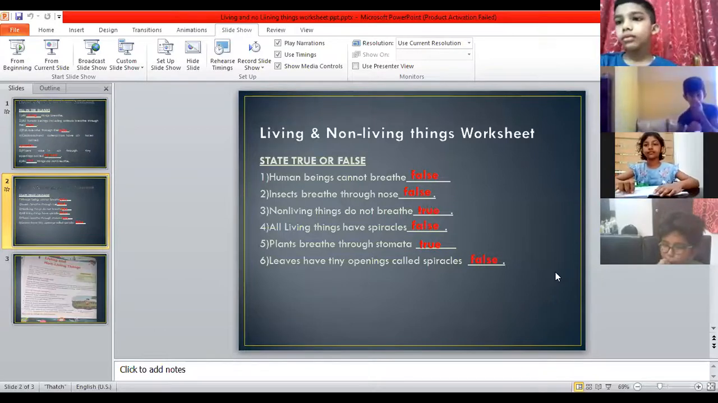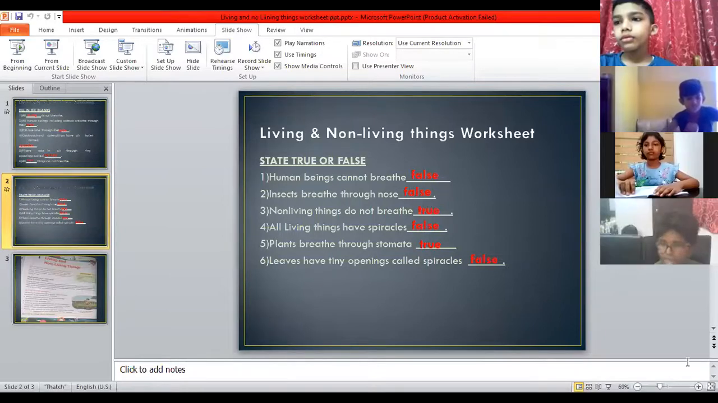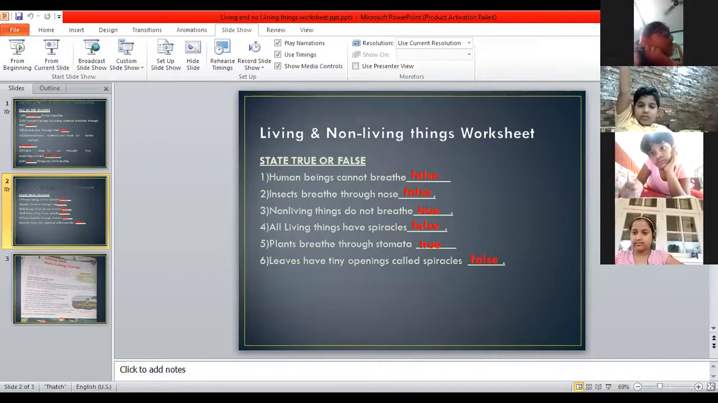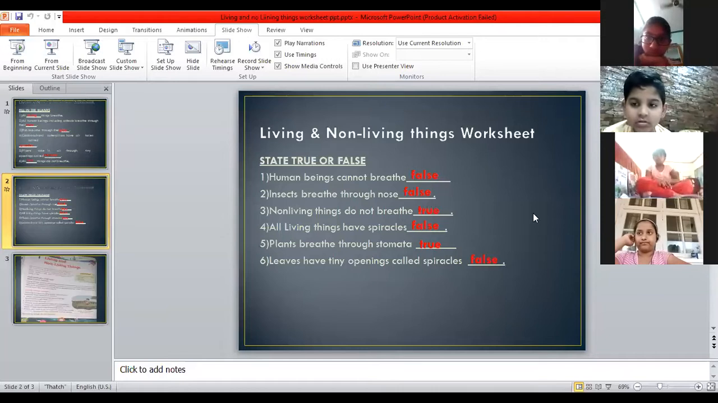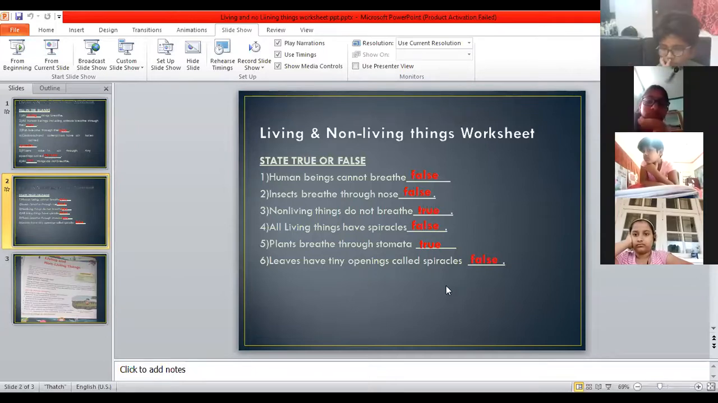True or not true? It's not true. So what do leaves use to breathe? What helps them to breathe? Suvir? Yes, unmute and speak. Come closer and unmute. Speak, you're on unmute. Stomata. Stomata. Very good. So they breathe through stomata, and leaves having tiny openings called spiracles is false.